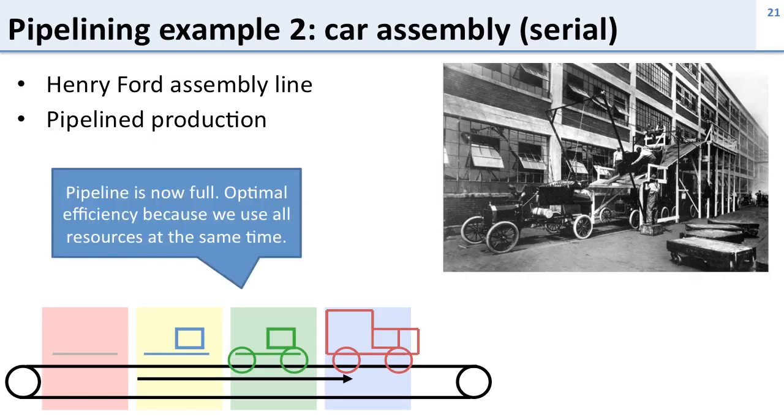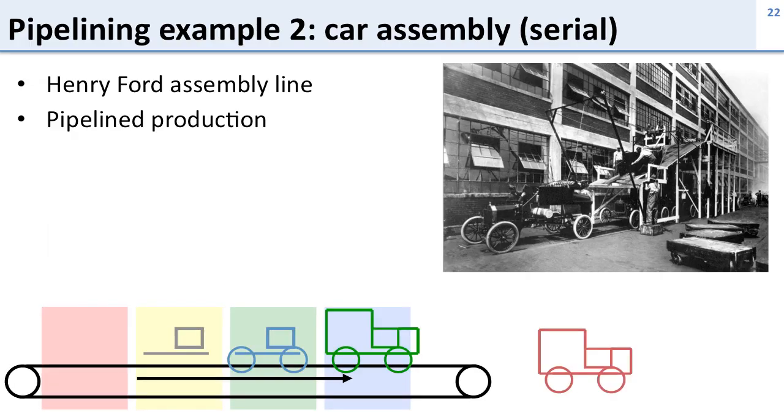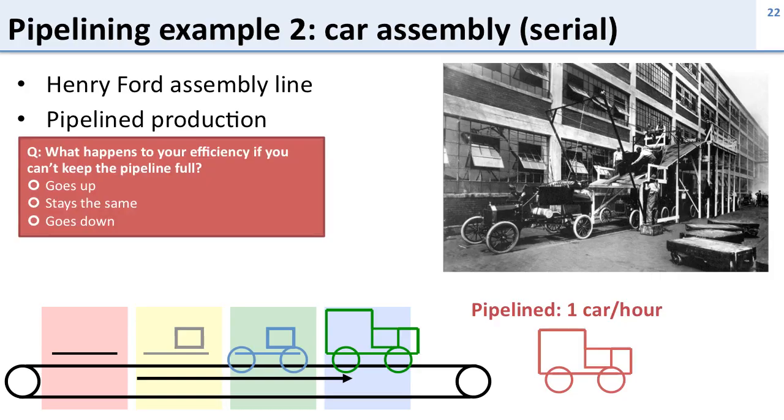Now at this point here, our pipeline is full. Every stage of our pipeline is doing something. They're all doing different things, but they're all working on different cars. So right here we're getting great efficiency. Every pipeline stage is working on a different piece of work. Finally, we finish the first car, and we go and start the fifth car. So what do we get here? Well, pipelined, we get 1 car every hour. So this is much more efficient than what we had before, where we were only getting 1 car every 4 hours.